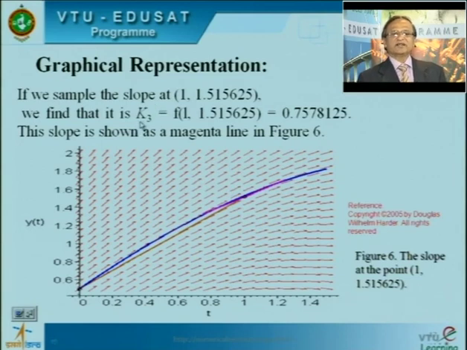Similarly, you can calculate k3 corresponding to these values. X coordinate can be replaced by 1 and y coordinate can be replaced by this value in the given function; substitute and simplify. After simplification, we may obtain 0.757812. Is it clear? I hope you are observing a purple color straight line. So, this represents the slope corresponding to this value.